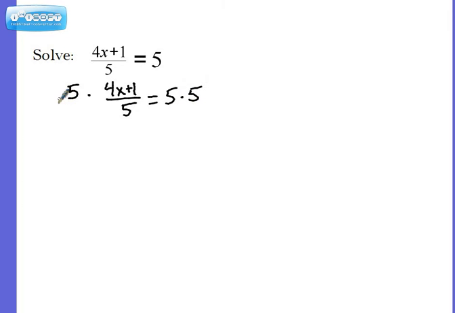And then we're going to simplify. 5 divided by 5, we can cross cancel those. Remember, I can write 5 as 5 over 1. So the 5s are going to cross cancel. All we're left with is just 4x plus 1. Over here we have 25.